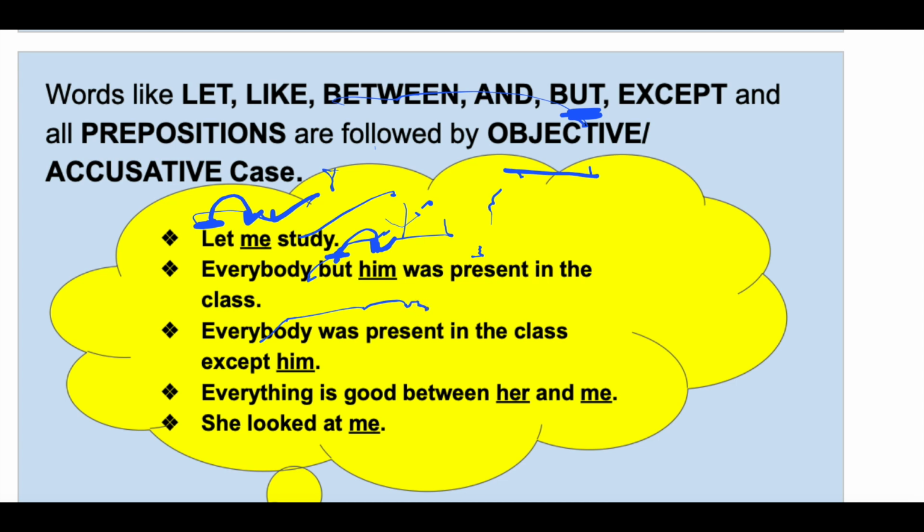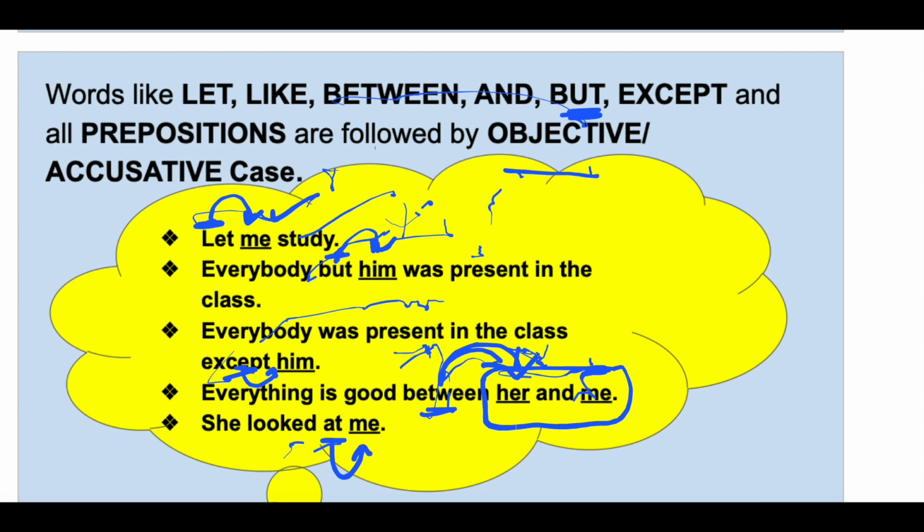Every day everybody was present in the class except him. After except objective case him. Everything is good between her and me. So after between objective case her and me. So actually these two are in objective case because of this between. Okay. She looked at me. At is a preposition. So after preposition objective case me.